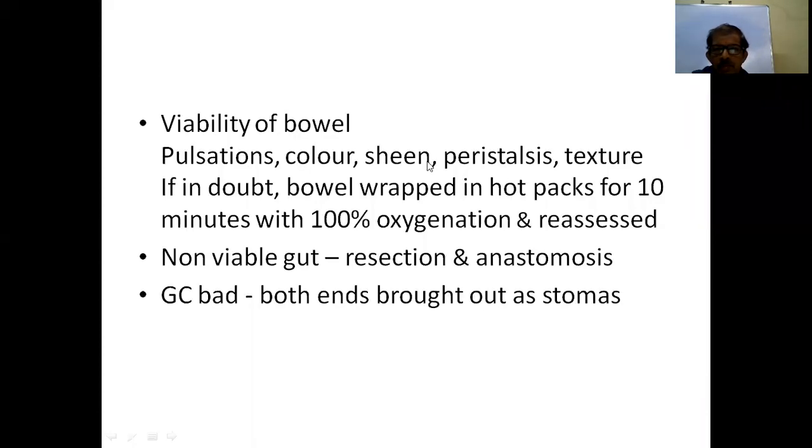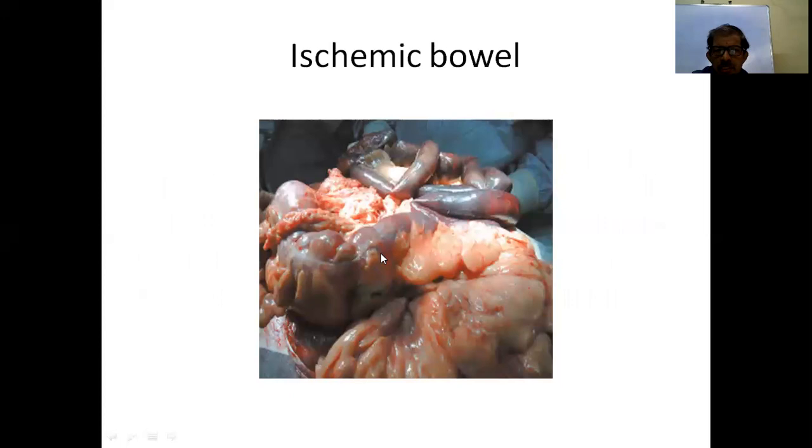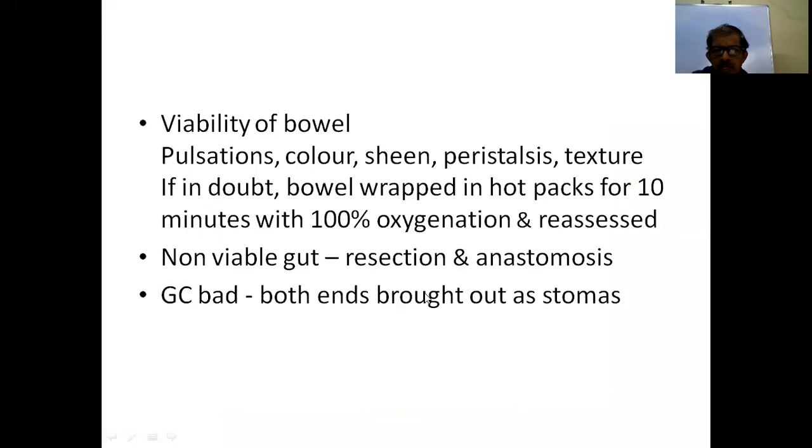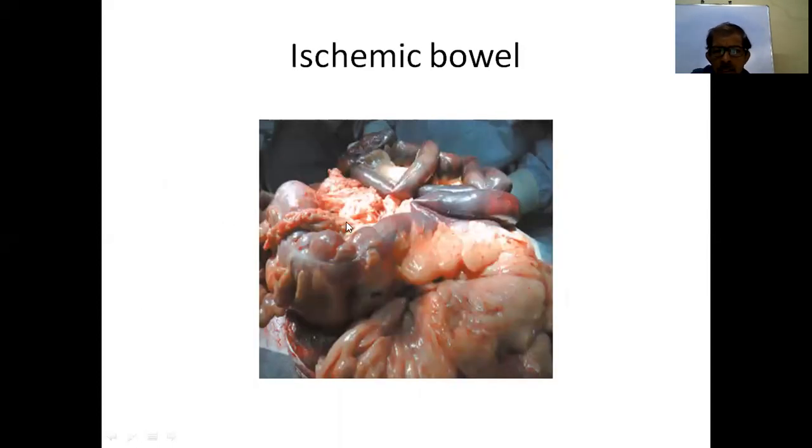Then peristalsis. See, this bowel, there is no stricture like this. Here there is peristalsis, whereas bowel that is ischemic will not show much peristalsis. Then the texture of the bowel also is very important. Once you palpate, it should be elastic. But once you are unable to decide, see, in this case, this is showing definite ischemia.